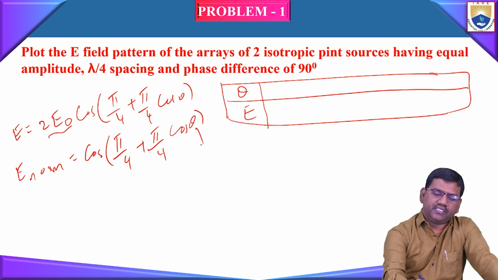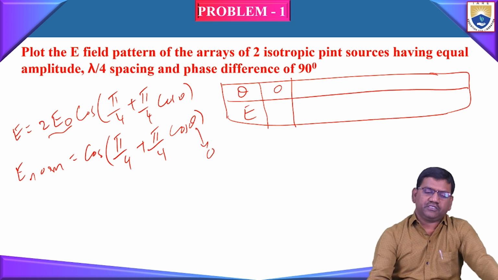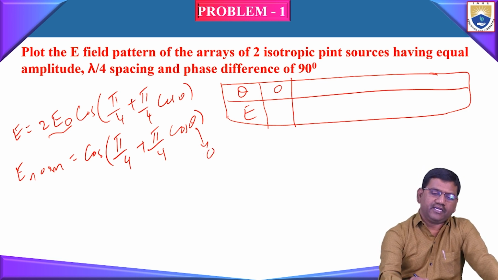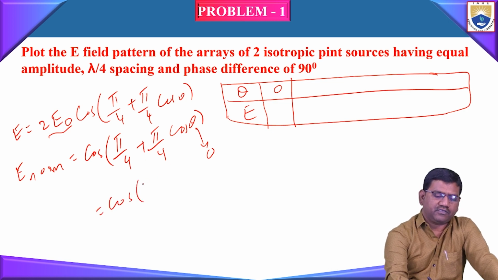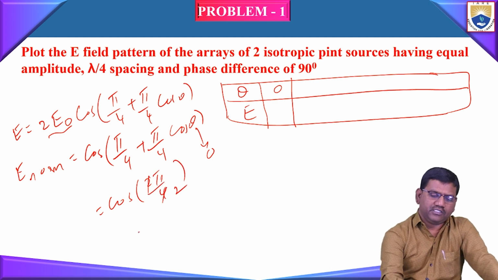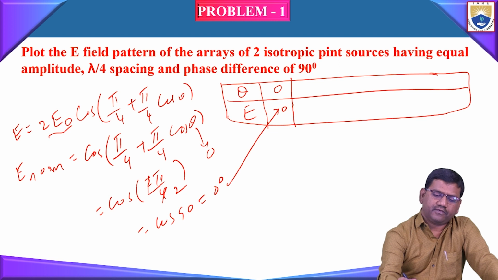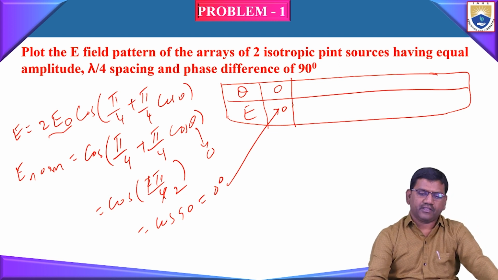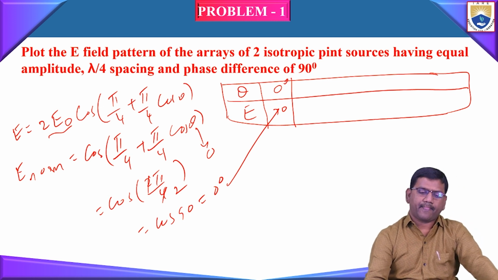Now in this equation, let us substitute theta is equal to 0. Cos 0 is equal to 1. So here you will get cos of pi by 4 plus pi by 4, which is equal to 2 pi by 4, so this is equal to cos 90. Cos 90 is equal to 0. So for 0 degrees, you are getting the value of E as 0.